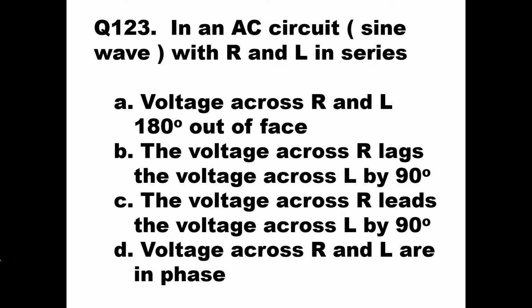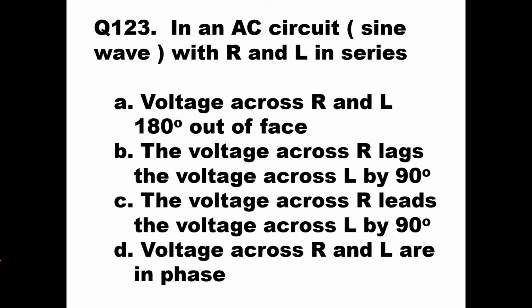Question number 123. In an AC circuit, sine wave with R and L in series. Which of the following statements is correct? The voltages across R and L are 180 degrees out of phase. The voltage across R lags the voltage across L by 90 degrees. The voltage across R leads the voltage across L by 90 degrees. And the voltages across R and L are in phase.